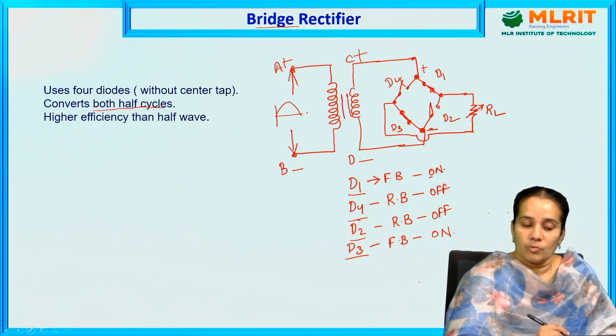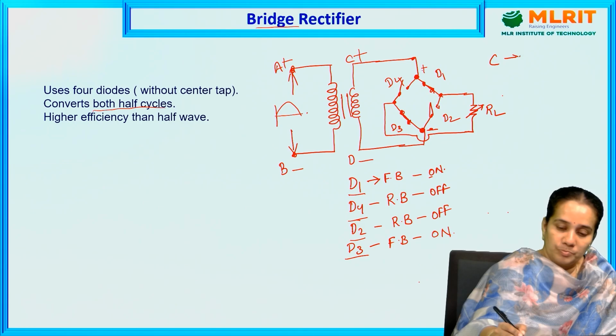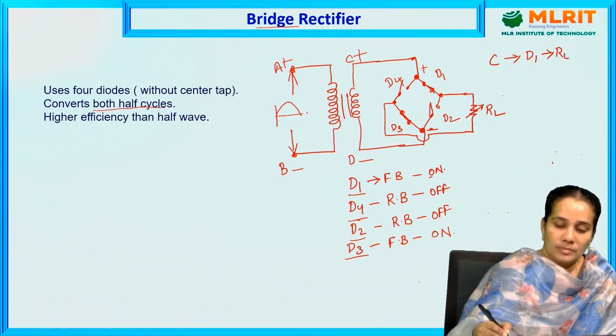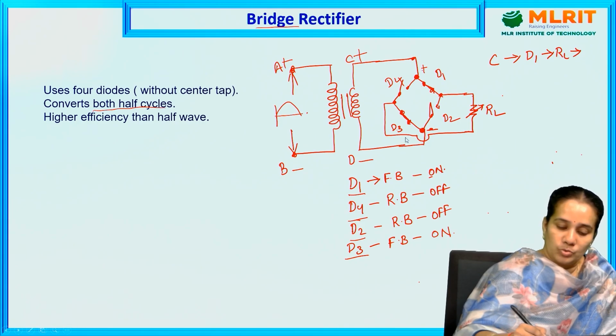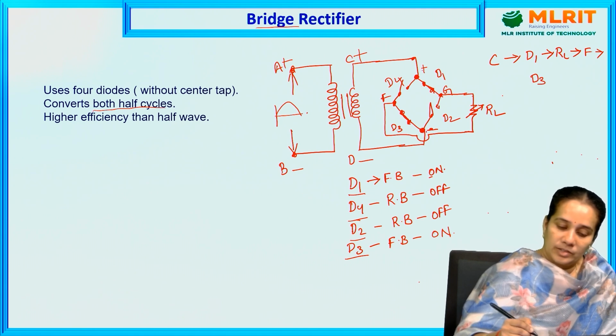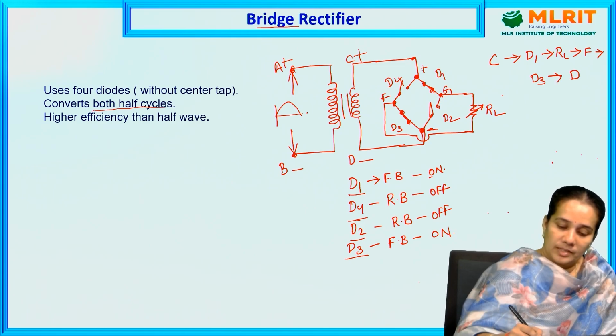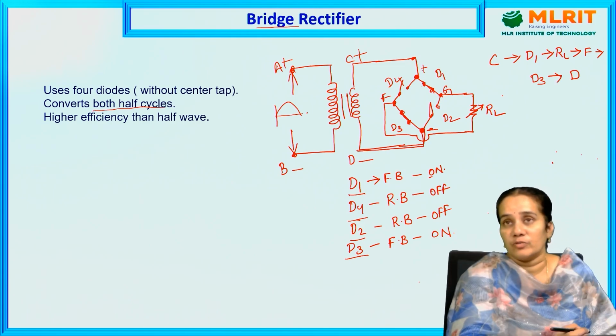Okay. Now see what is the current flow here. The current will flow from terminal C to diode D1, and diode D1 to the load resistance RL, and the load resistance RL to this node point. Let us consider it is node F and this node is G. F to D3, and D3 to D. Here the circuit becomes a closed circuit.